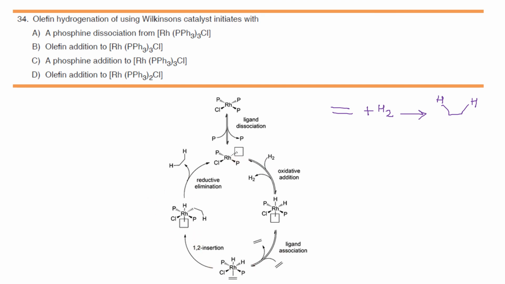So the important steps involved are phosphine dissociation, oxidative addition of hydrogen, olefin addition, 1,2 insertion, and reductive elimination of the product. So from the mechanism, it is quite clear that the reaction initiates with the dissociation of phosphine ligand from Wilkinson catalyst. So this is all about this question.